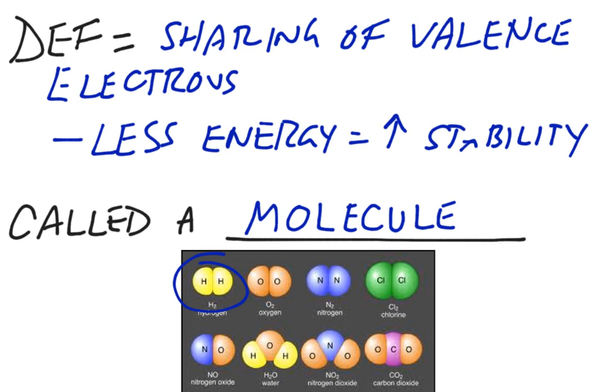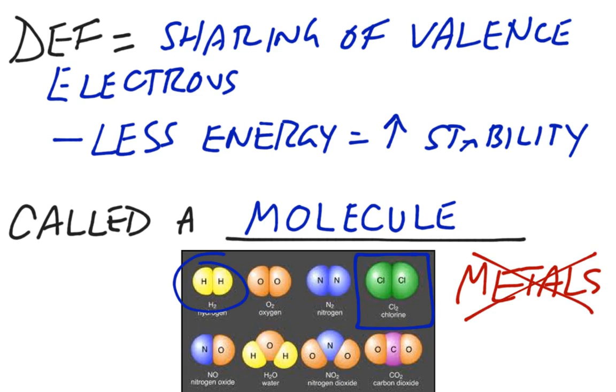So if you look here at any one of these molecules, one thing is very common. They're all missing one very, very important thing compared to the other type of bonding that we've talked about, and that's metals. There are no metals typically when we're talking about covalent bonding.